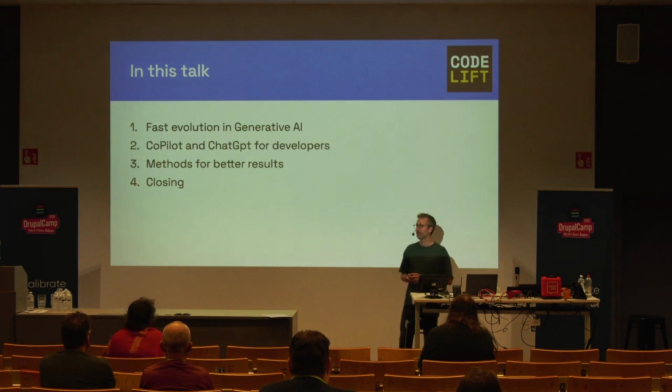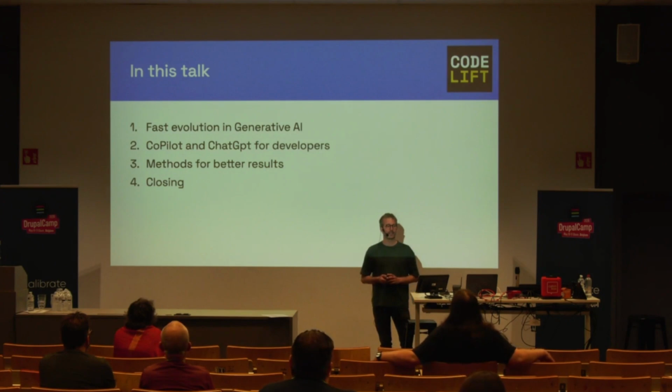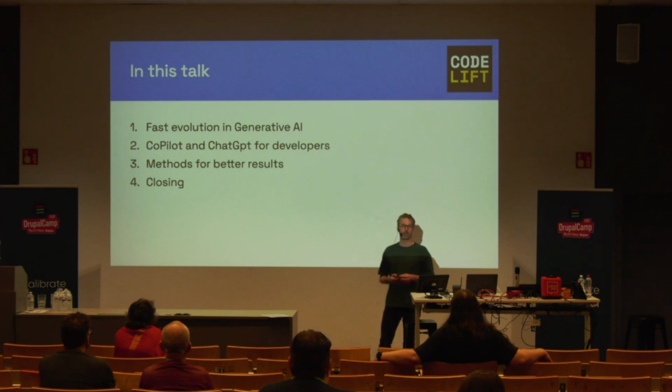In this talk, we will discuss 4 things. The fast evolution in generative AI, specifically Copilot and ChatGPT for developers, then some methods for better results, and then there is the closing. I try to finish this in about 25 minutes, and then we have room for discussion and questions.